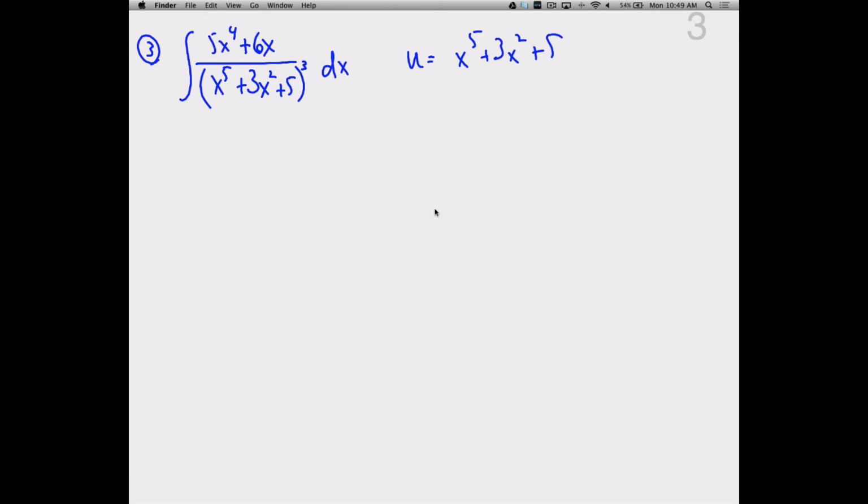If the whole thing is to the third there, would you ever take that whole thing for u? I seldom ever do, but for the most part, no, you will not take the power, because that's the idea. We're taking that thing out of there and reducing it to just u to the power.